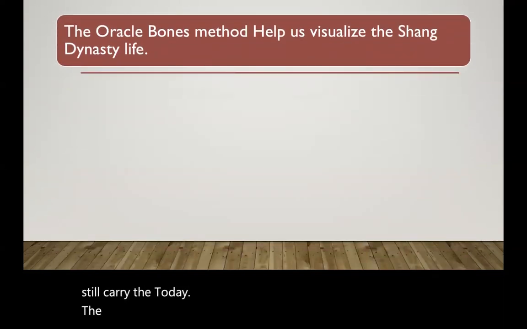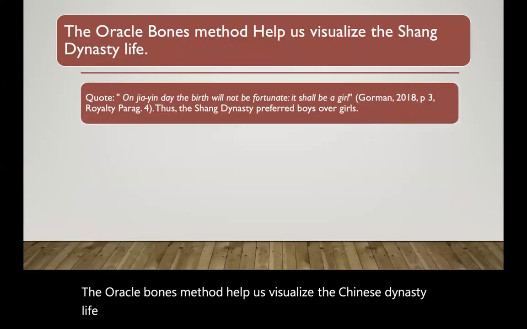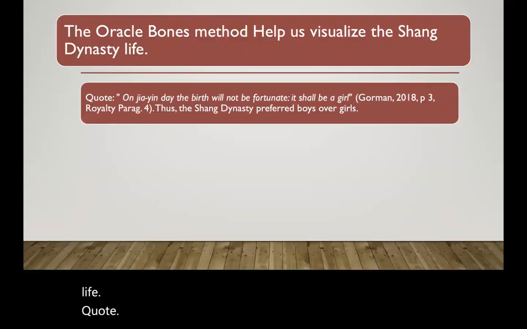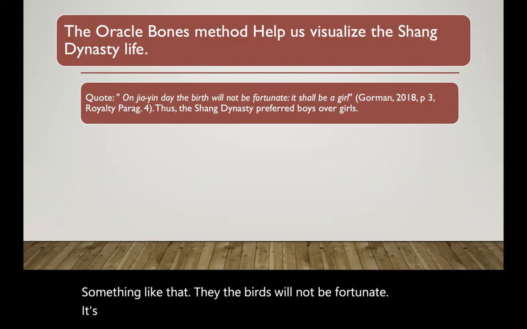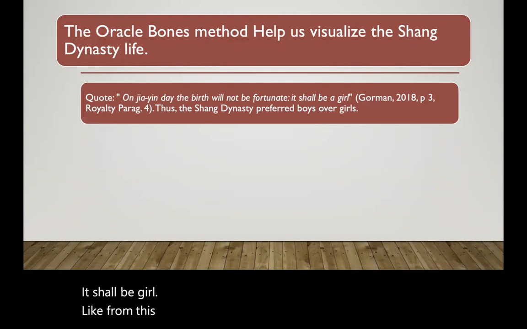The oracle bones method helps us visualize Chinese dynasty life. One quote says a day name, perhaps Zhong Yong, something like that: "Day, the birth will not be fortunate. It shall be a girl." From this code, we know the people were predicting the day on which girls were born.